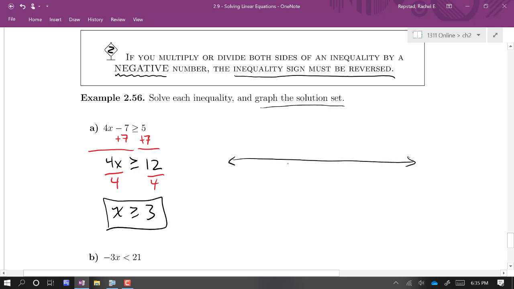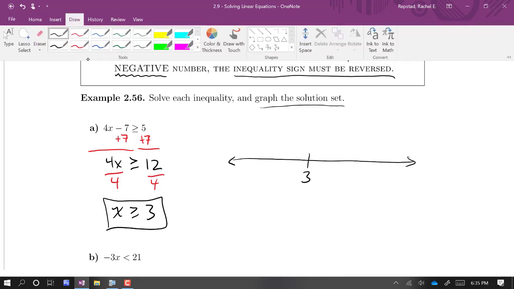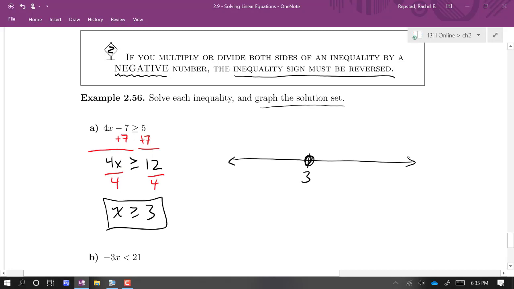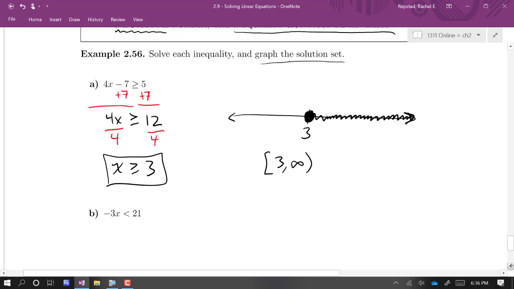So 3 is sort of the important number. It's an or equal to, so I'm going to write a solid dot. And then anything greater. I could write the answer in interval notation as well. Square bracket 3, comma, infinity. Infinity always gets a soft parenthesis.